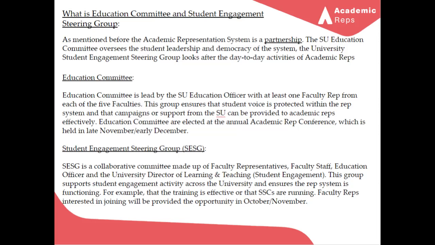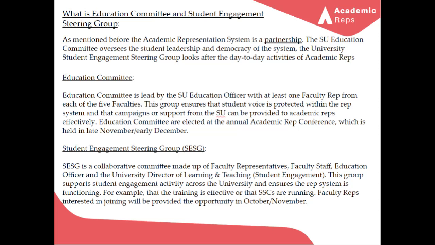Alongside that, there are 2 other groups that interact with faculty reps, but also with academic reps generally, and they're the lifeblood essentially for the maintaining and ongoing development of the rep system. The first is Education Committee. Education Committee is led by the Students' Union Education Officer, with at least one faculty rep from each of the 5 faculties, or an academic rep if a faculty rep can't be found.